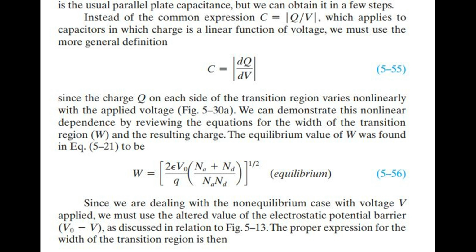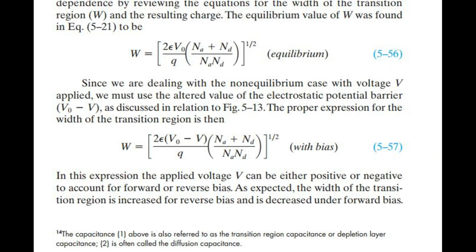Since we are dealing with the non-equilibrium case with voltage V applied, we must use the altered value of the electrostatic potential barrier, V0 minus V, as discussed in relation to Fig 513. The proper expression for the width of the transition region is then. In this expression the applied voltage V can be either positive or negative to account for forward or reverse bias. As expected, the width of the transition region is increased for reverse bias and is decreased under forward bias.